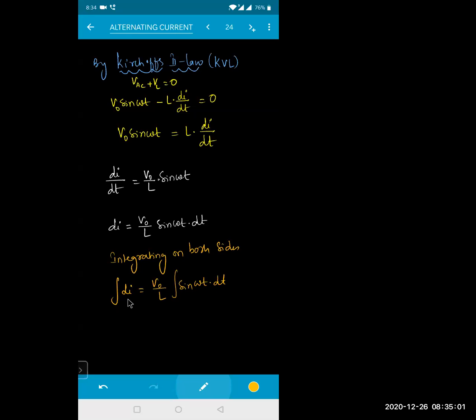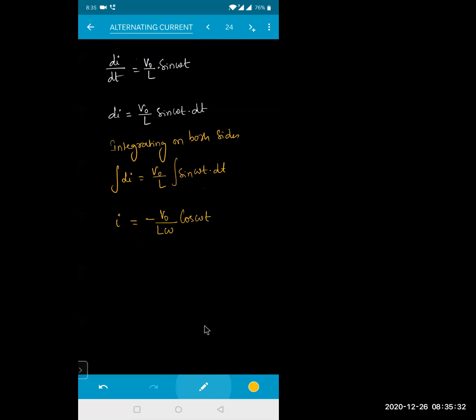The integral of di is I. That equals the integral of sine omega t into dt, which is minus cos omega t divided by omega. So this will be minus V naught by L omega into cos omega t. I hope you got this idea. The integral of sin omega t dt is minus cos omega t divided by omega. So I equals minus V naught by L omega into cos omega t.